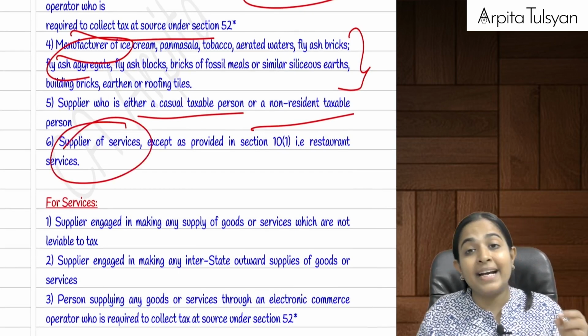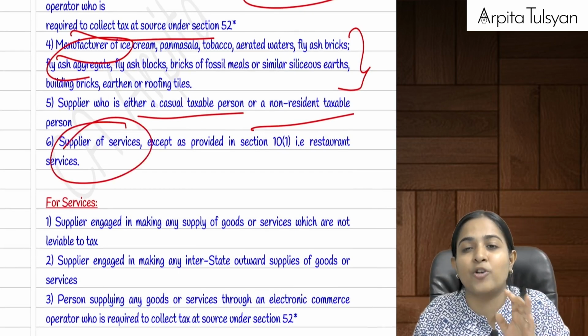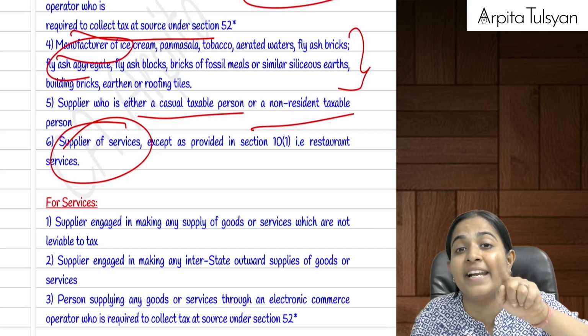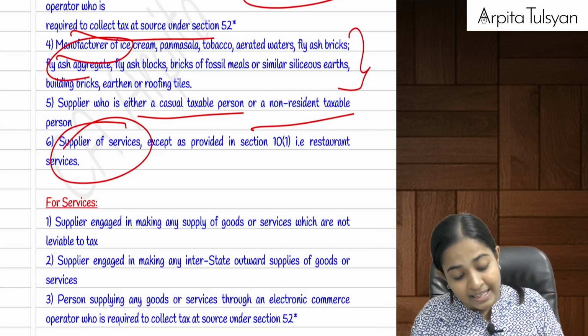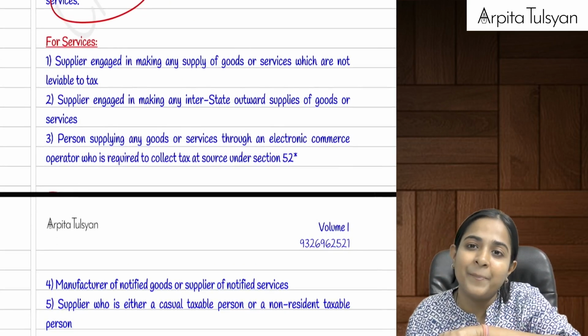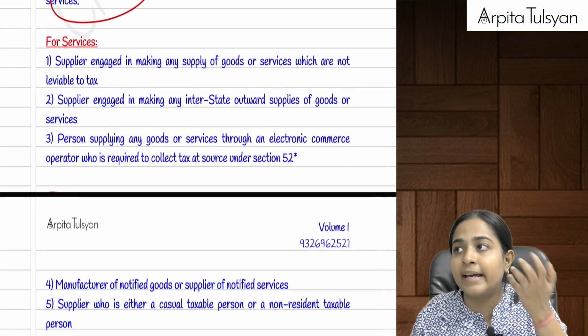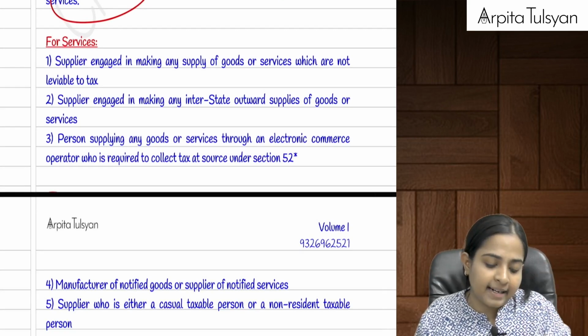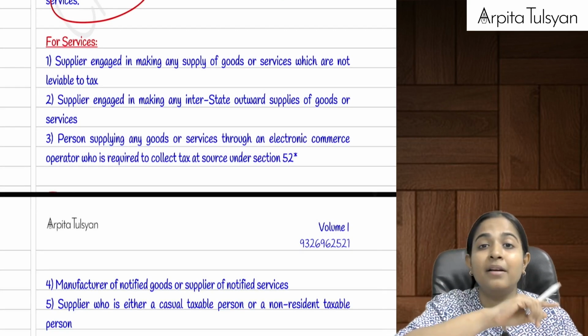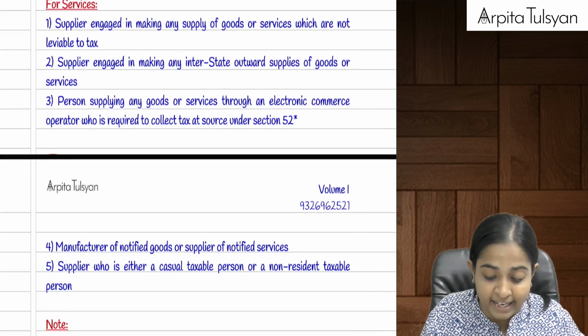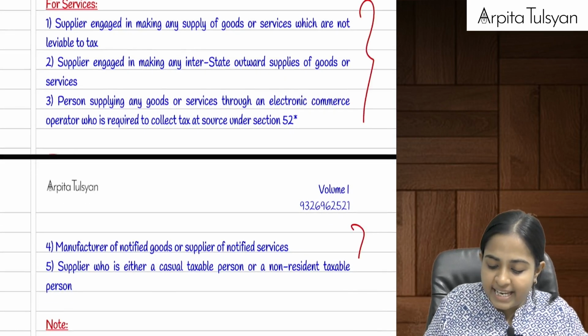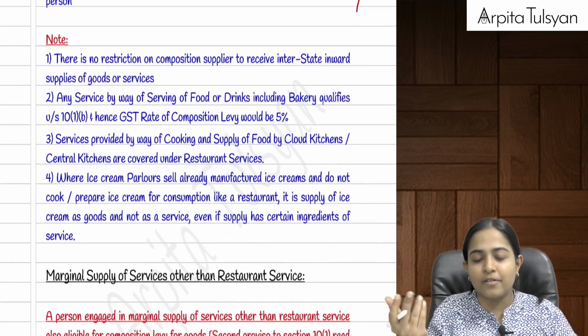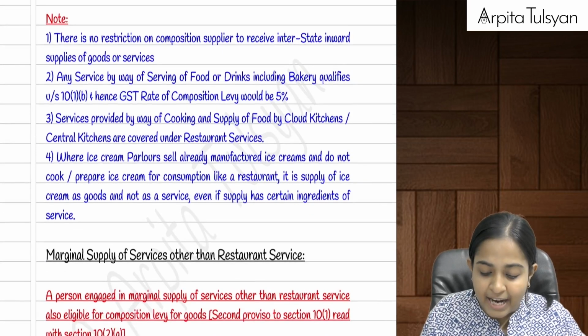And if he is providing other services apart from restaurant services, then he cannot come under 10.1 and 10.2. But can that person come under section 10.2a? Yes, for example, beautician or carpenter services, etc. They cannot come under 10.1 or 10.2, but they can come under section 10.2a, and the same pointers are applicable for the services point also. Are you clear with this?